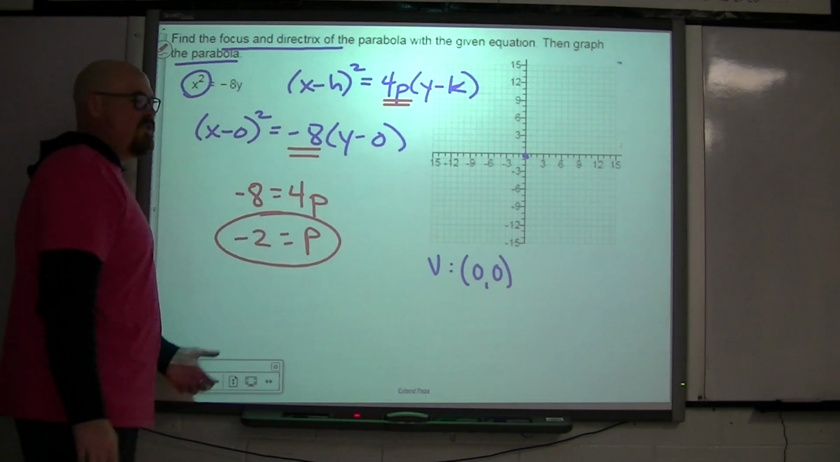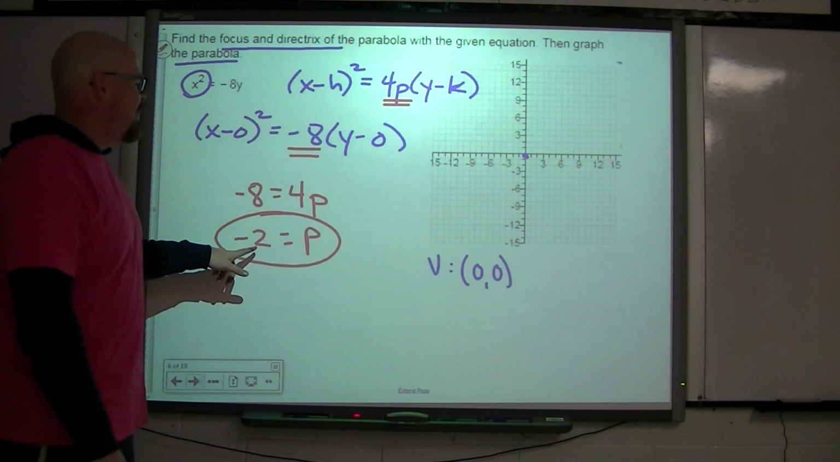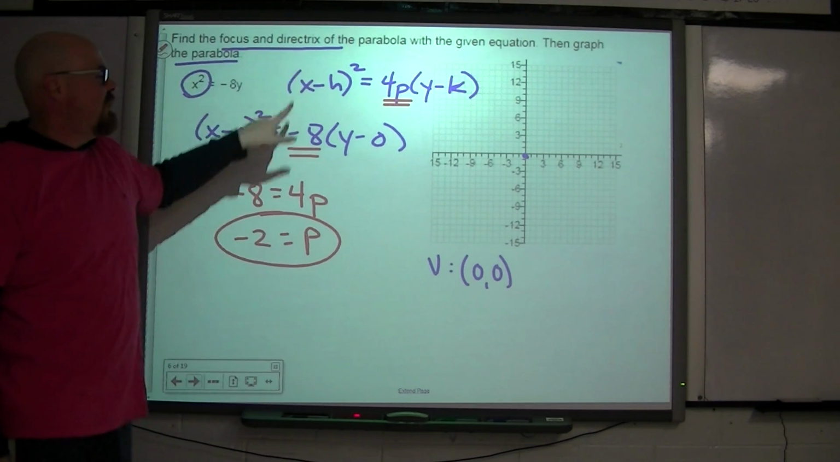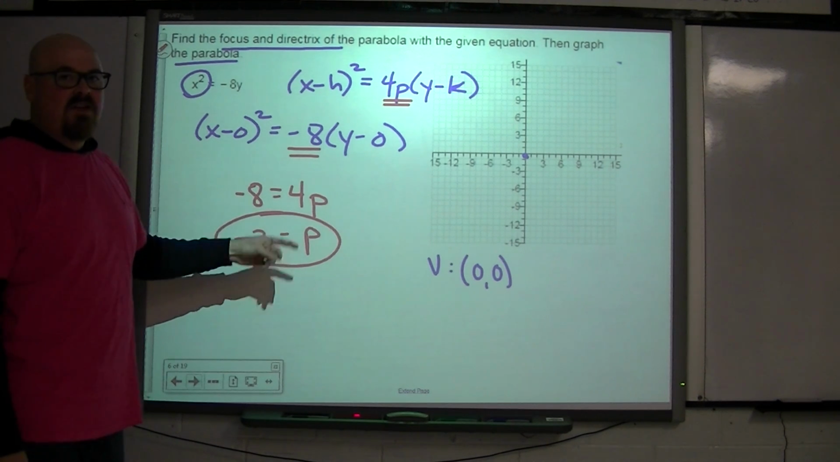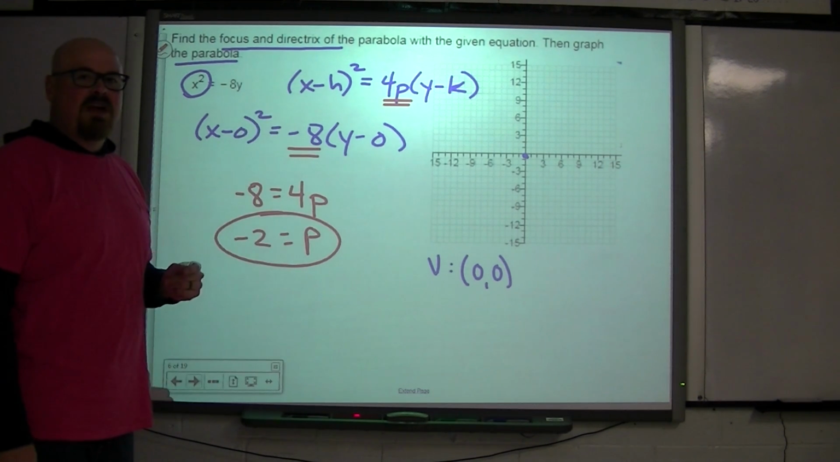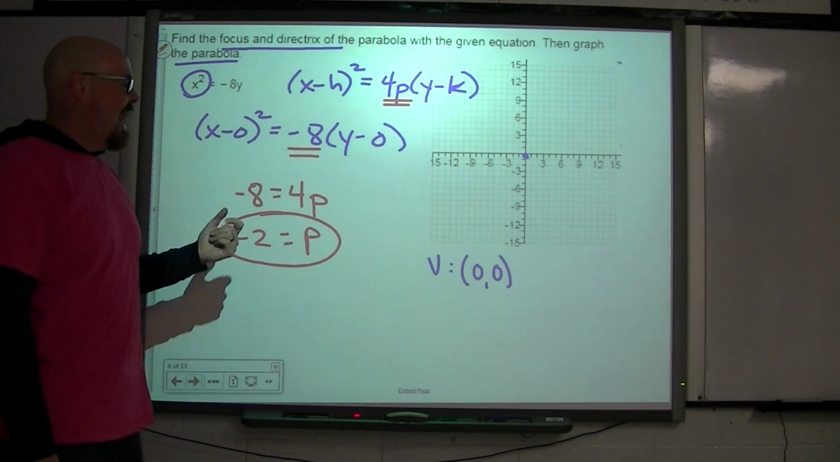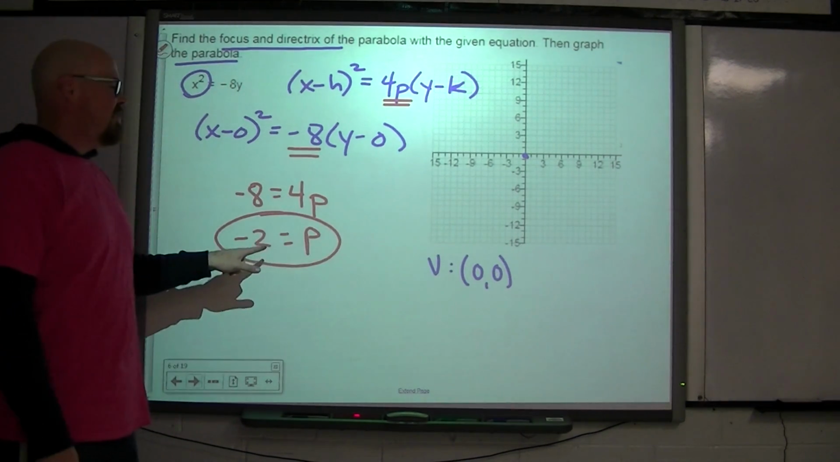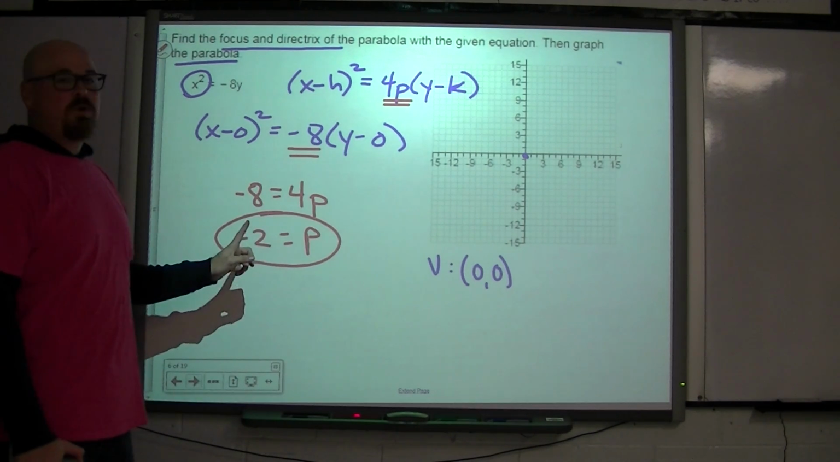Why do we need p in the first place? Why do we need p? Because, where are we at? The focus and directrix are based on this. This doesn't automatically give us the direction of the focus and the directrix. I need to know where the vertex is as well in most cases, but it tells us the direction we need to go in.